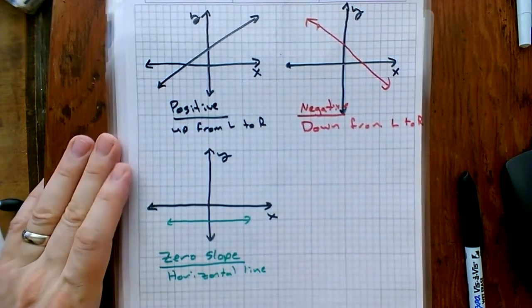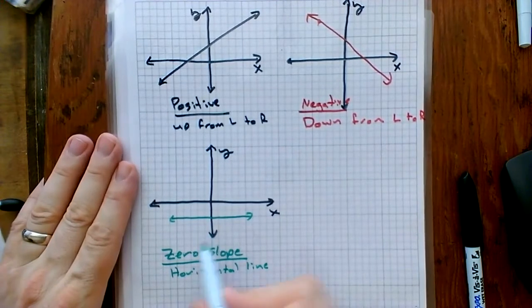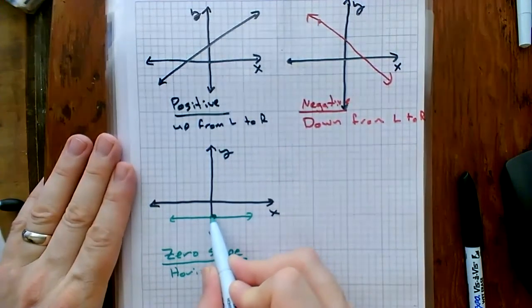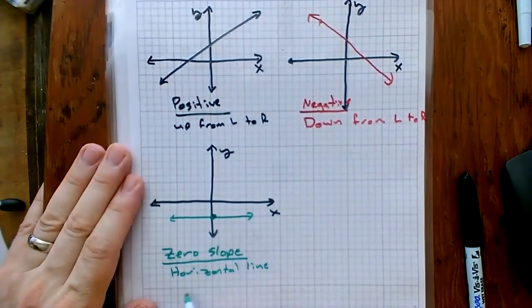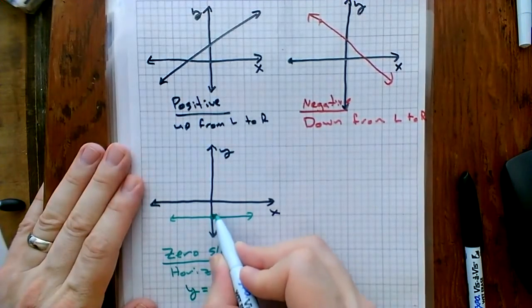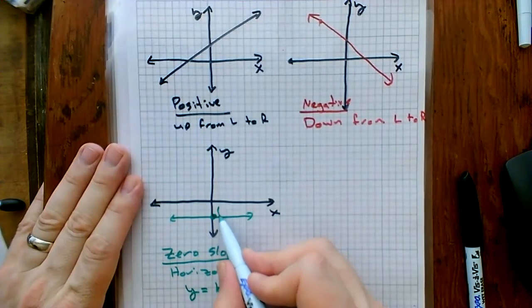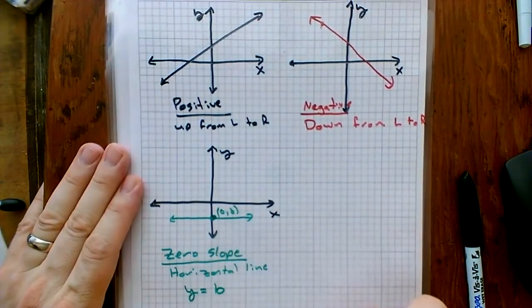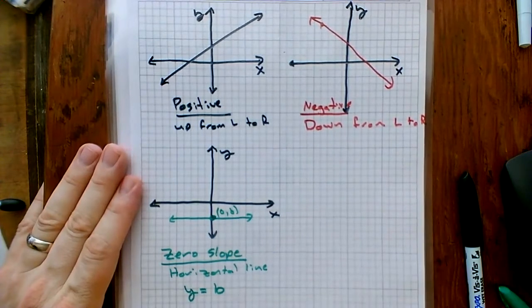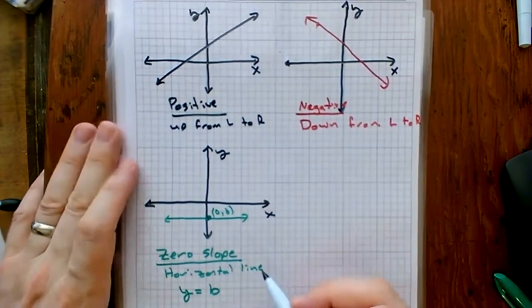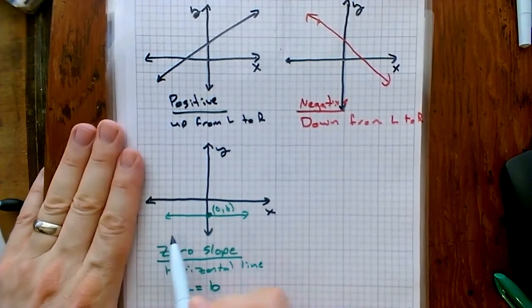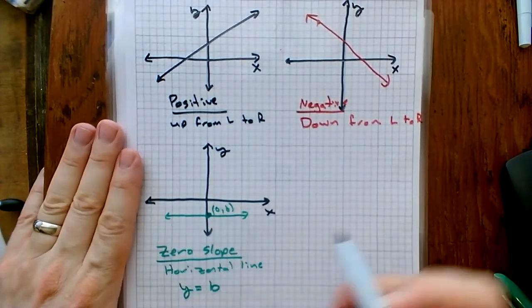And furthermore, I know that every single one of these is going to have the equation of y is equal to some constant. And that constant happens to be the y-intercept. That's 0, b right there. Okay, well, what happens? Here's where I've got no rise.